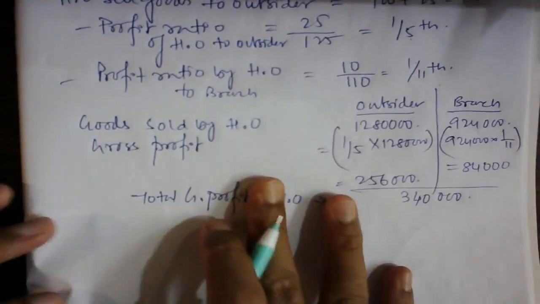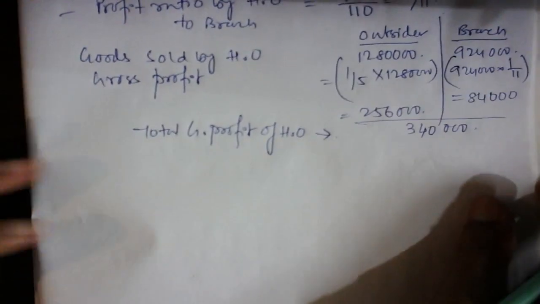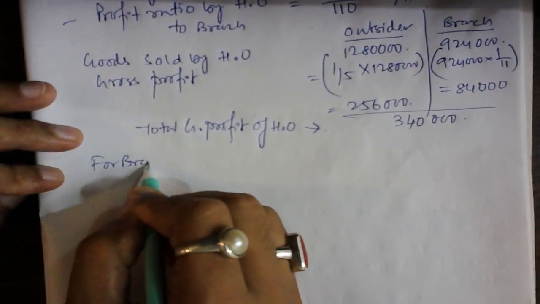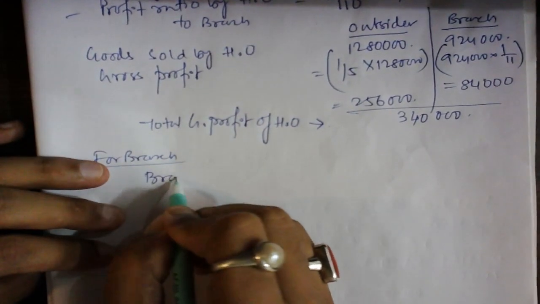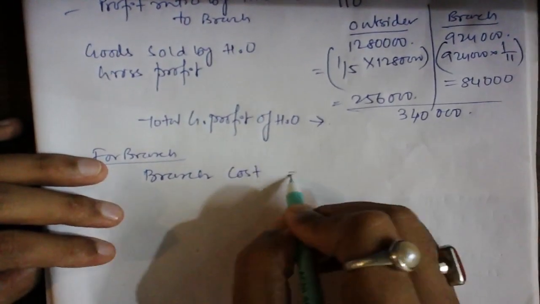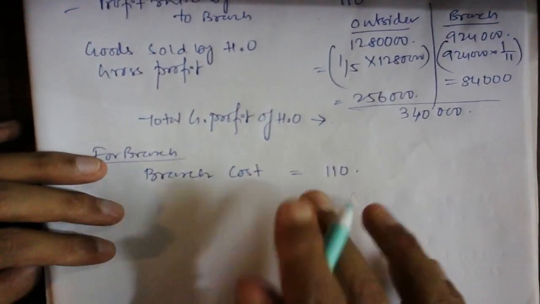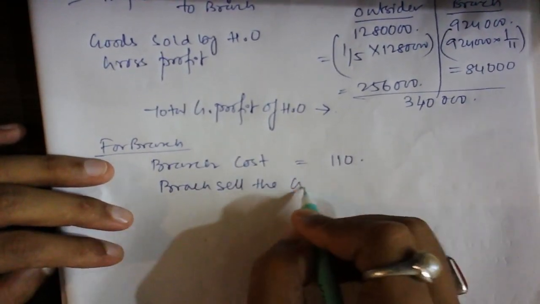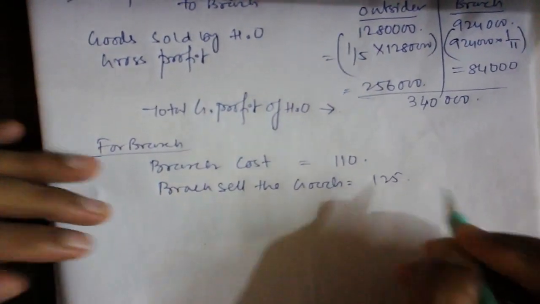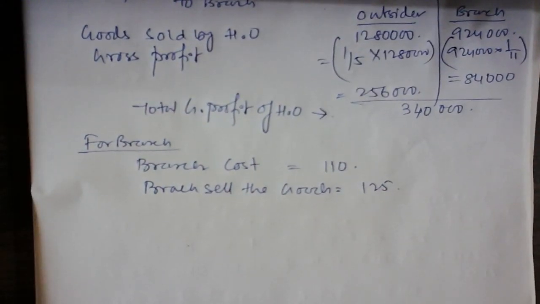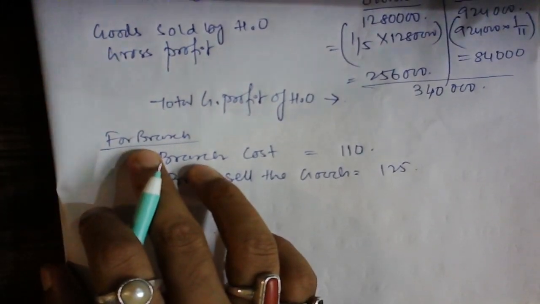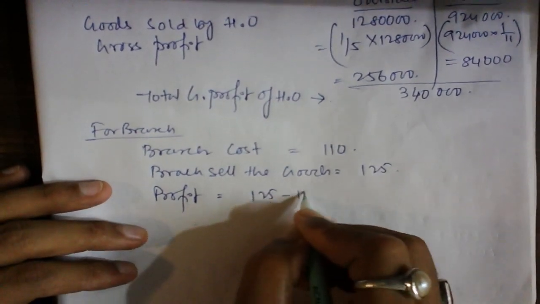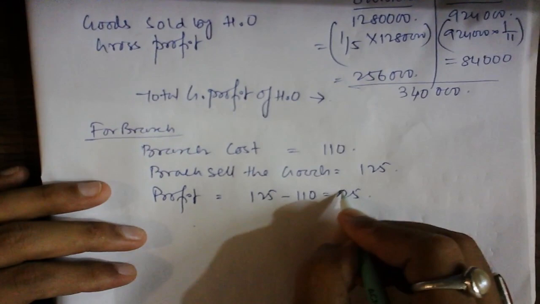Now I come to the branch part. Okay, branch में अभी चलते. देखिए branch. For the branch, cost is equal to 110 because it received the goods from HO at 110. Now branch sells the goods at 125 because it's given. Both branch and HO sell the goods at 125. It's given perfectly. Now if you see, the profit is how much? 125 minus 110 is equal to 25. Sorry, 15.